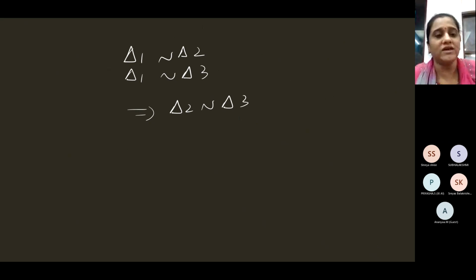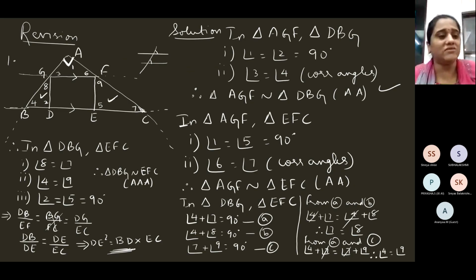For the third one, you can say, since triangle 1 is similar to triangle 2 and triangle 1 is also similar to 3, comparing these two, we have triangle 2 similar to triangle 3. So here the common triangle is the one on the top, AGF. So we have here AGF is similar to DBG.